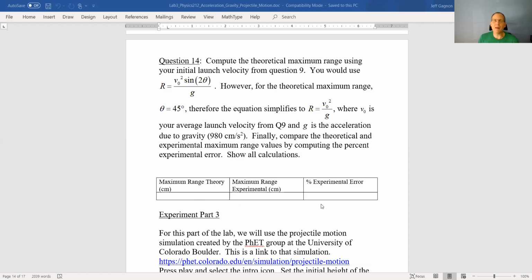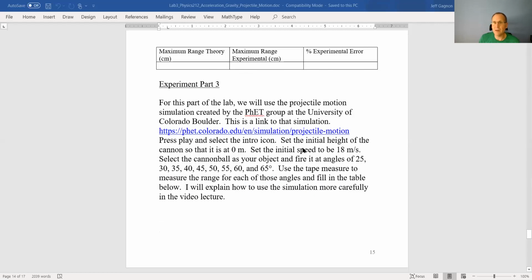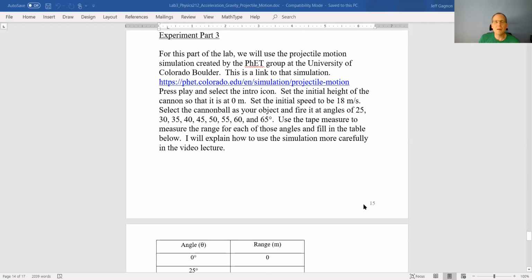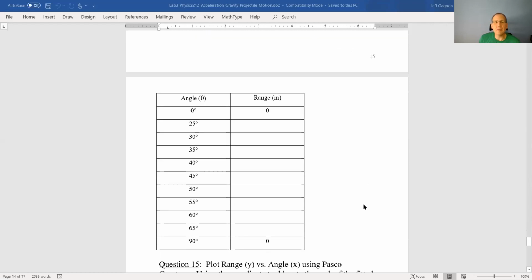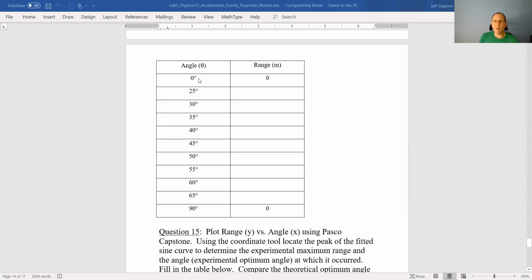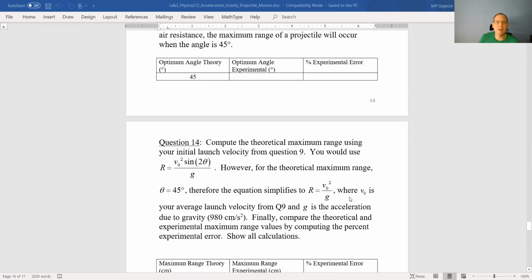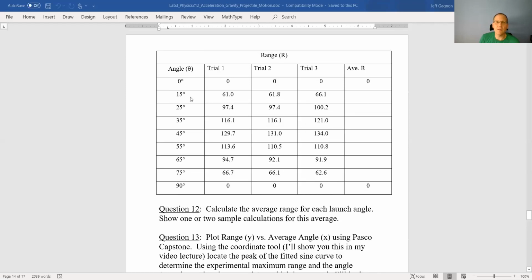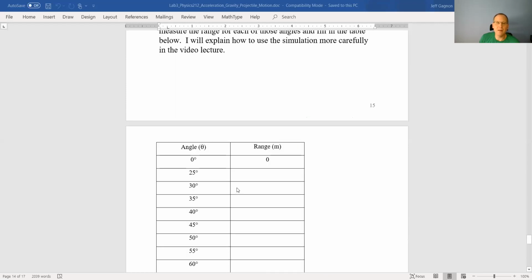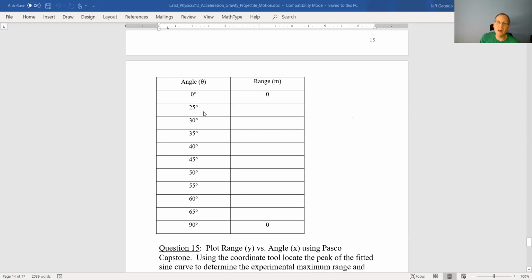All right, now the last part of the lab is using the simulation. I'm going to have you collect some data using a projectile motion simulation. I'm giving you the same angles, actually slightly different here. Let me go back to this one. This one I start at 15 degrees. It turns out, just because of the simulation, we have to start at 25 degrees. So I want you to collect the range information for each of these angles and fill in this table.